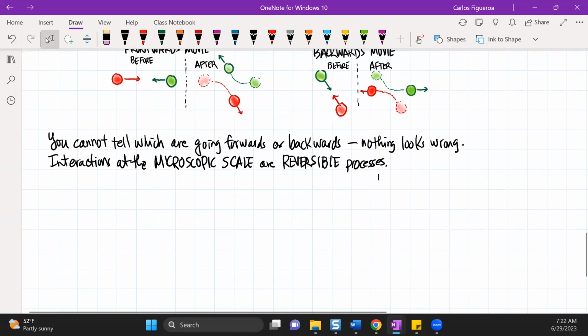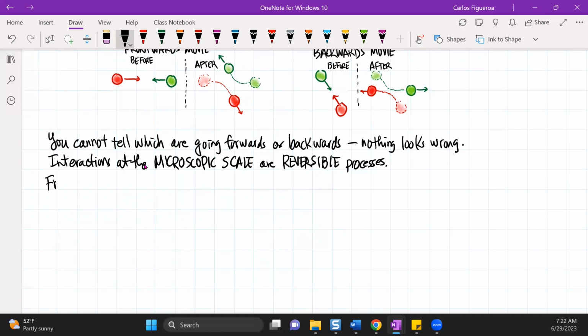So how do I say this here? As stated earlier, collisions between gas particles look okay, while cars crashing into walls do not violate any laws of nature. So I should probably write this. Looking at a backwards movie does not show any impossibility. That's a definition of reversible.